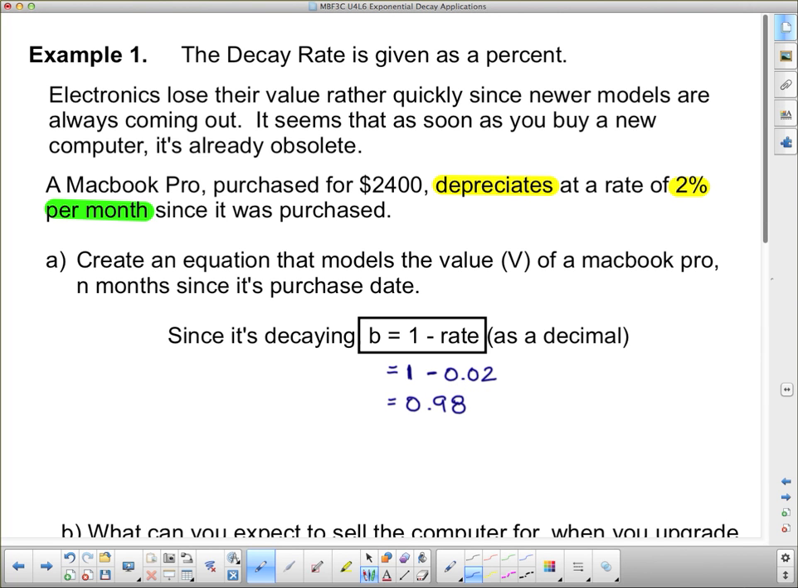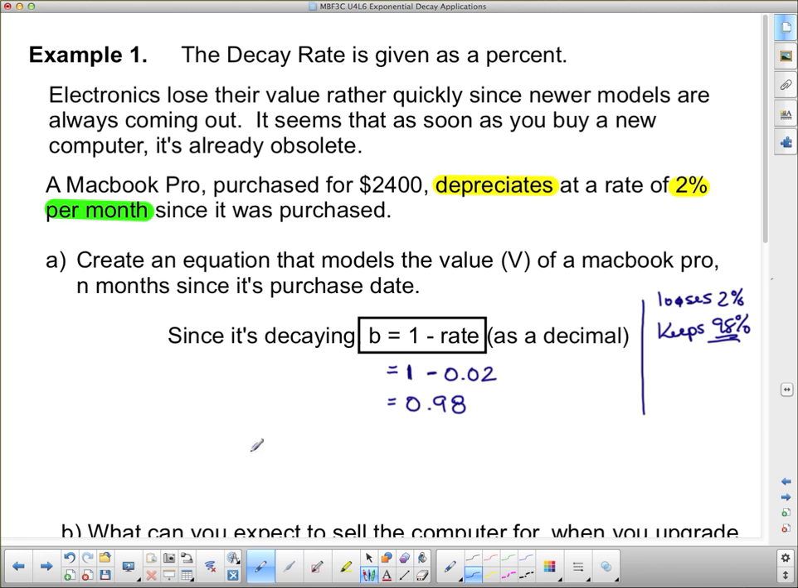The other way you can think about this is if it loses 2%, it keeps 98%, because it always has to add to 100, right? So what we want our b to be is the part that we keep, so 0.98. So you can either change it to a decimal before you subtract from 1, or subtract it from 100 and then change your answer into a decimal.